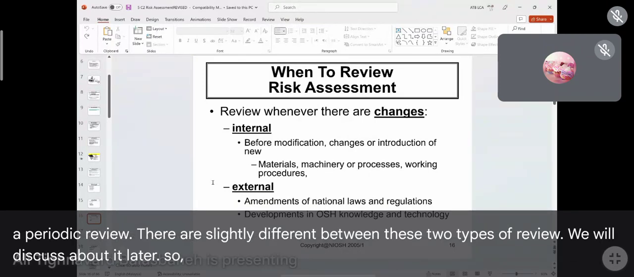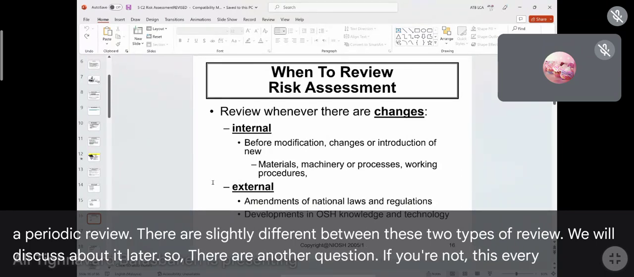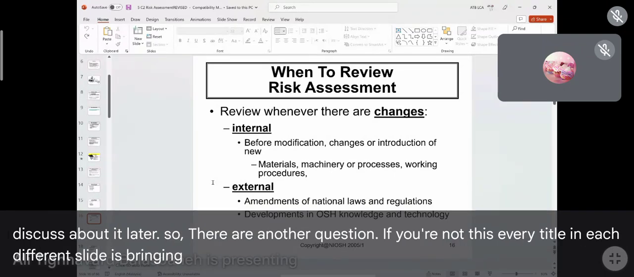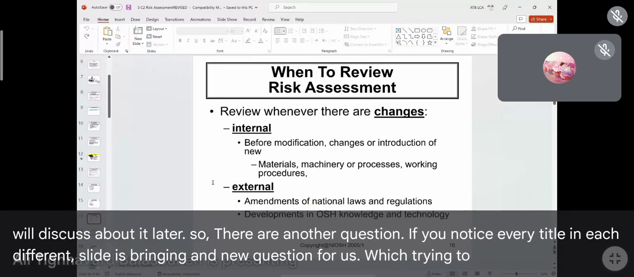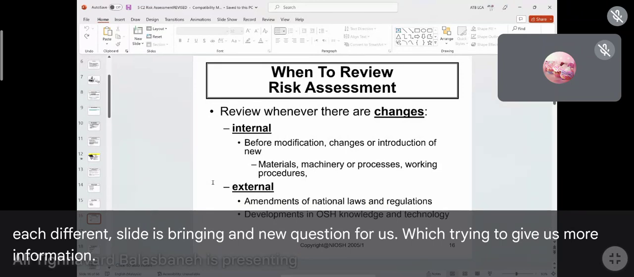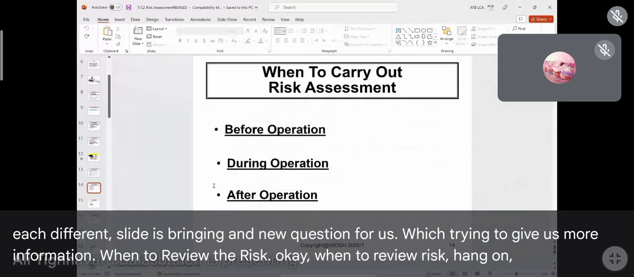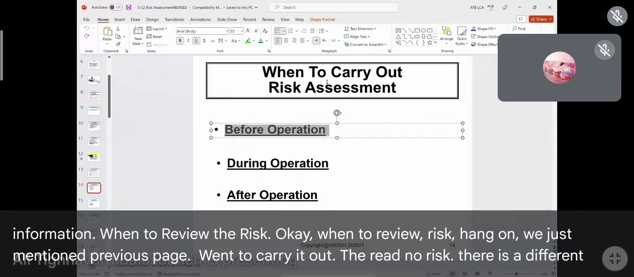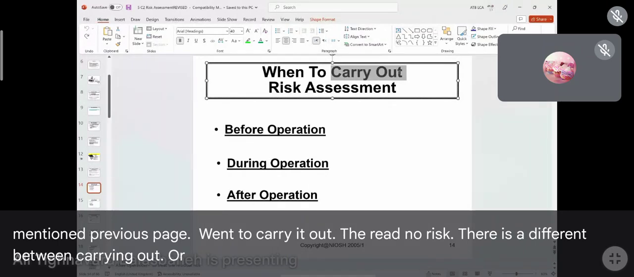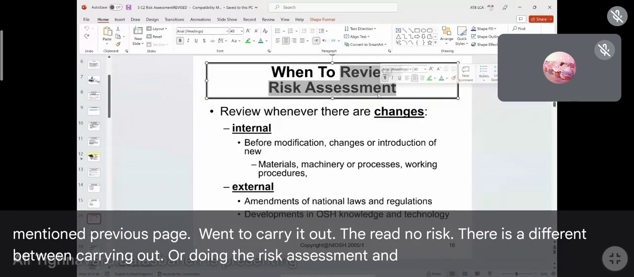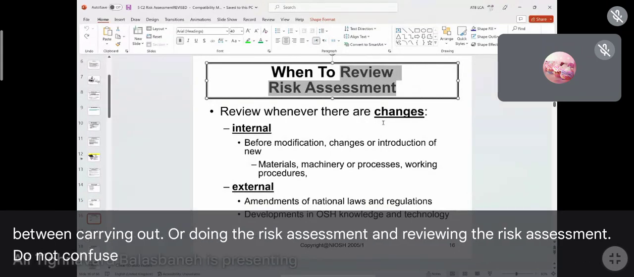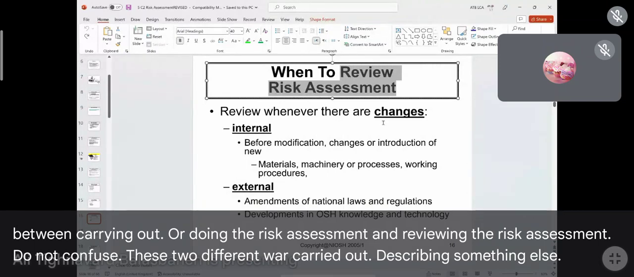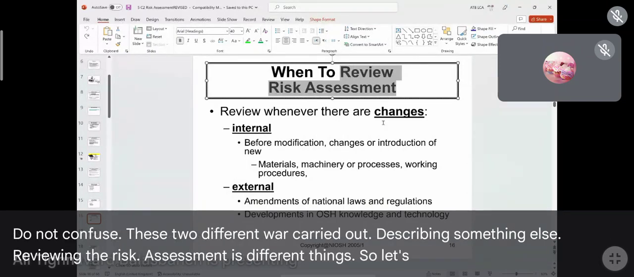So there is another question. If you notice, every title on each slide brings a new question for us, which gives us more information. When to review the risk? We just mentioned on the previous page when to carry out the risk assessment. There is a difference between carrying out or doing the risk assessment and reviewing the risk assessment. Do not confuse these two different words. Carrying out describes something else. Reviewing the risk assessment is a different thing. So let's see when we have to do that.